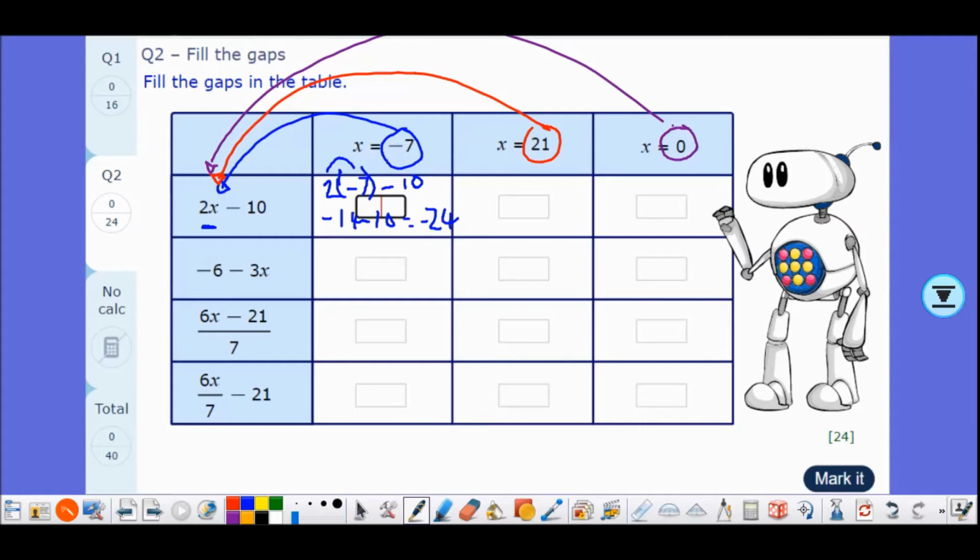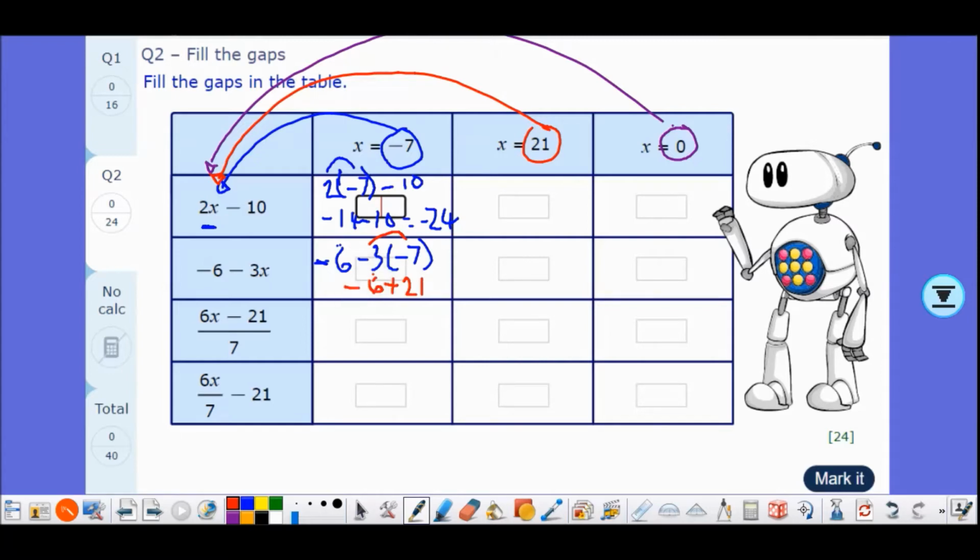The next one, minus 6 take away 3 lots of negative 7. Okay, there's a lot of negatives going on here, and what the bracket will do is make you remember to put them negatives in as well. So remember, BIDMAS, I can't subtract before I multiply, so I'm going to do minus 3 times minus 7, and a minus, remember, is going to give me a positive, so that's going to give me positive 21.